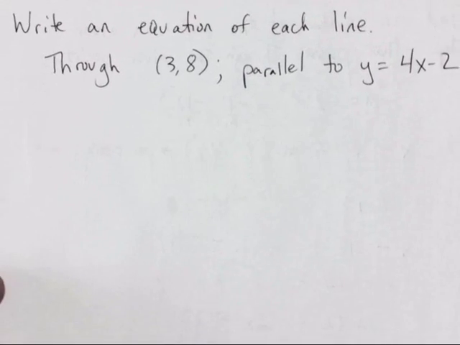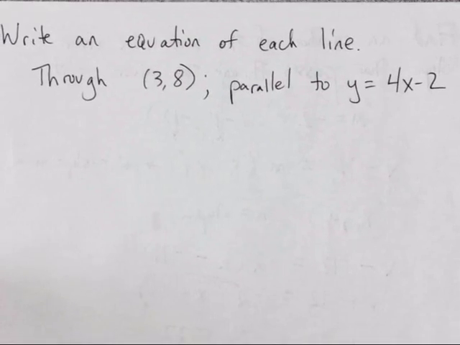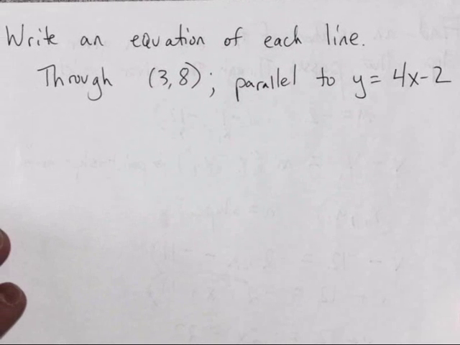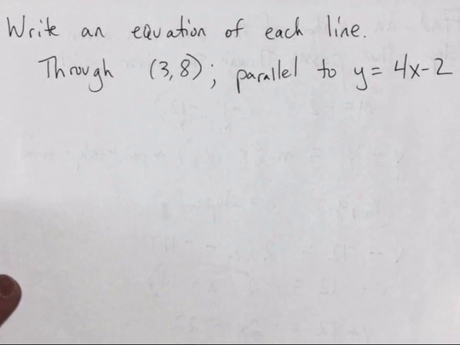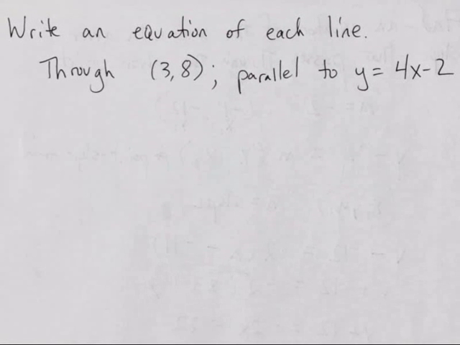Here's the next type of problem that's in this section. We've got: write an equation of a line through (3, 8) that is parallel to y equals 4x minus 2.